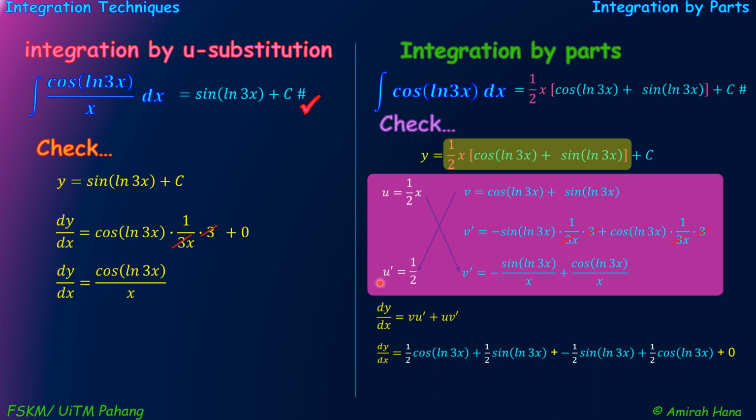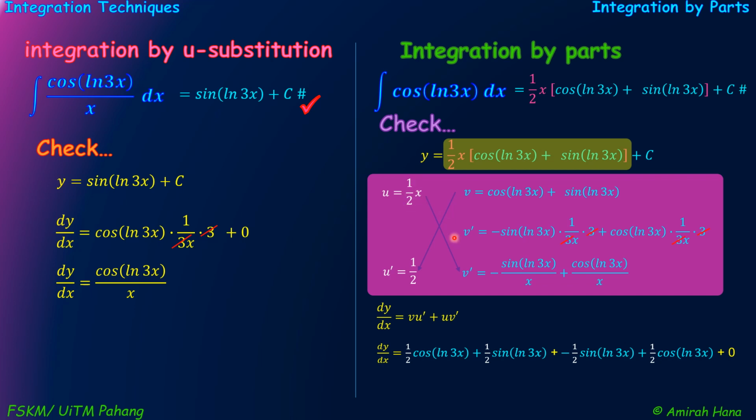Okay? u prime equals half. So half times v, or v times u prime. We get half times cos ln 3x, and then plus half times sin ln 3x. And in between is the plus sign here for the product rule formula. And then u times v prime. u here times v prime.